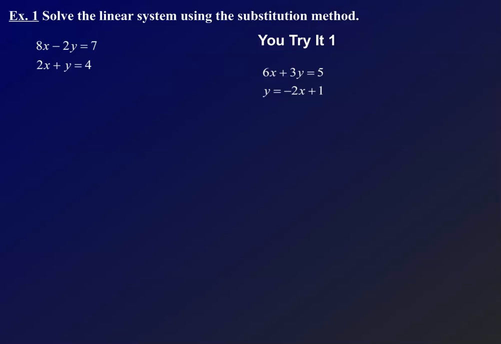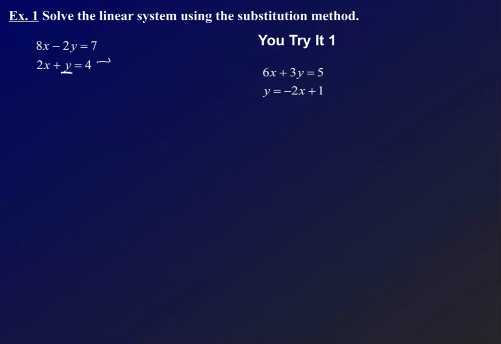Our first example says solve the linear system using the substitution method. So we have 8x minus 2y equals 7 and 2x plus y equals 4. On this here, we want to isolate this y because there's no coefficient in front of it. It has a coefficient of 1.